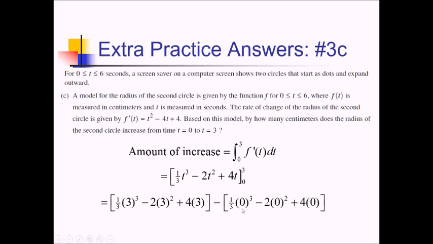You actually don't have to simplify this. You could just stick the unit of centimeters on the end and call it a day, since this is all constants. But if you wanted to, all these terms with 0 are going to cancel out. And then over here on the left bracket, we have 1/3 of 27, which is 9. We're subtracting, let's see here, this is 2 times 9. So we're doing 9 minus 18, which is negative 9. And this is now going to be negative 9 plus 12, which gives us a grand total of 3 centimeters. That is how many centimeters the radius of the second circle increases from time 0 to time 3.